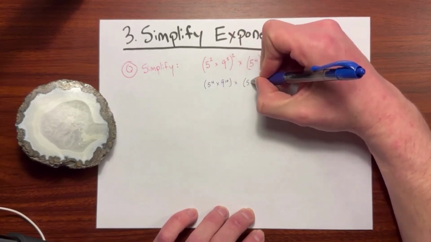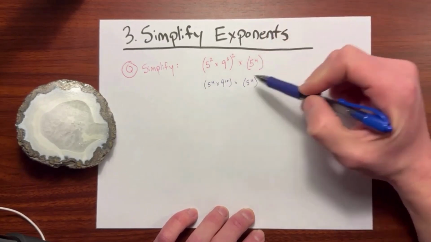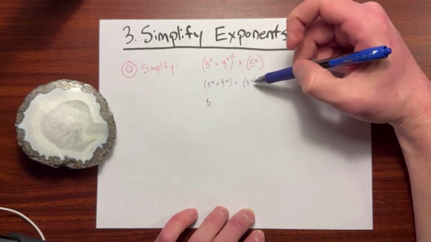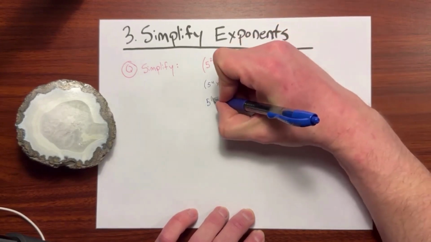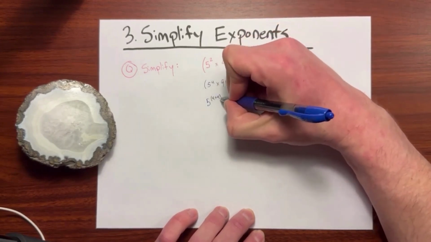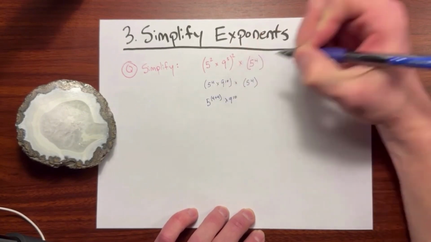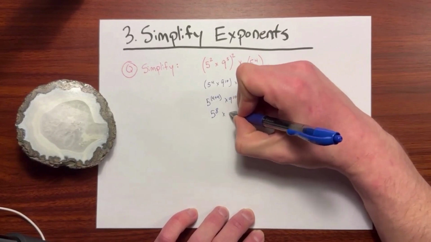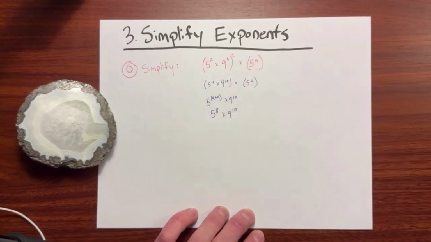And we'll go ahead and just move this down, and then these parentheses can be dropped. So we can combine these two because they have the same leading number of 5. So it would be 5 to the 4 plus 4, then still 9 to the 10th. So that would be 5 to the power of 8 times 9 to the power of 10.